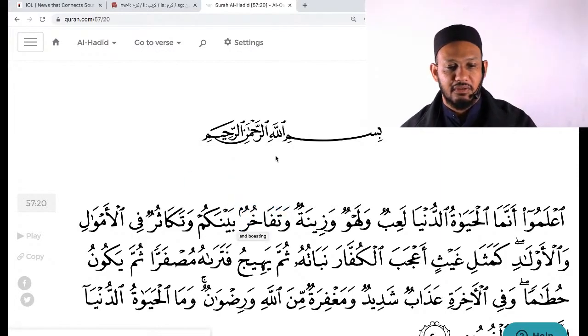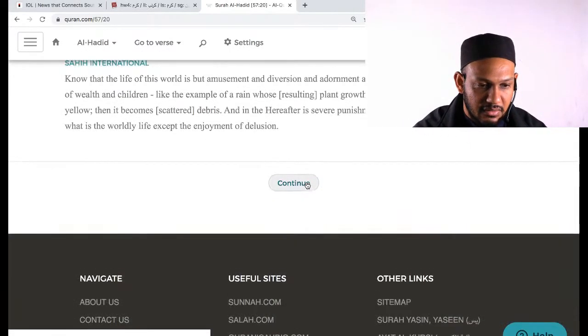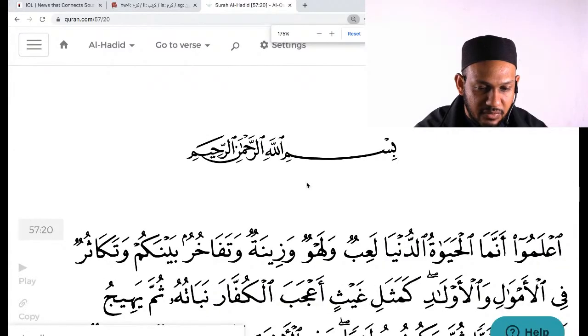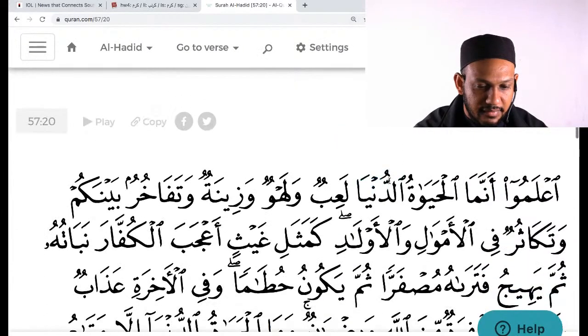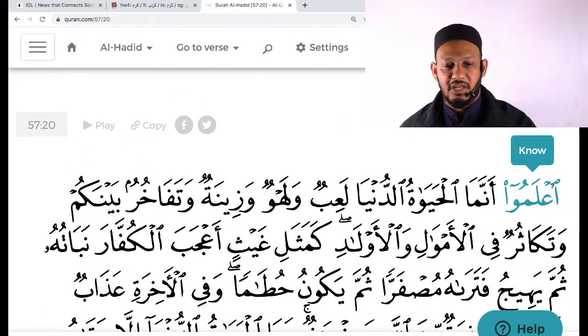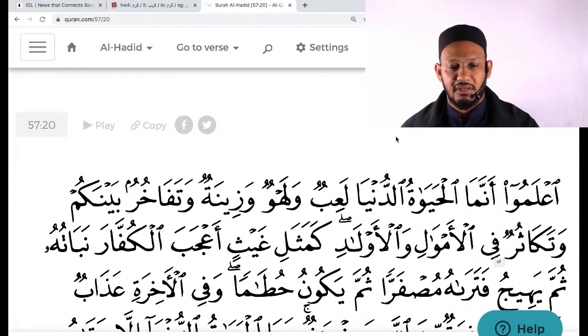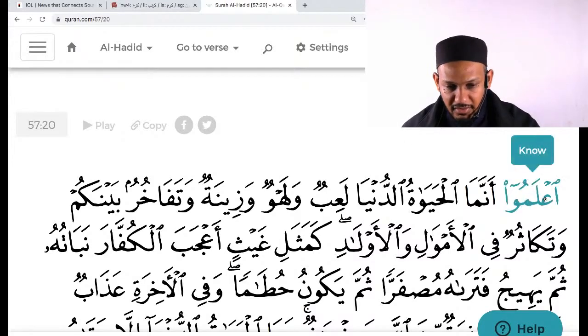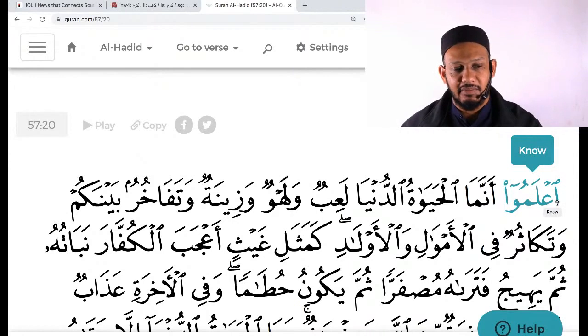For example, look at this one here. Can you see the very first word here? The very first word here is an amr. I'lam. Alima means to know. Ya'lamu, he is knowing. Ta'lamu means you know. The amr here is i'lam. But can you see there's no harakah on the alif in i'lam? So because there's nothing preceding i'lam, I would say i'lam.